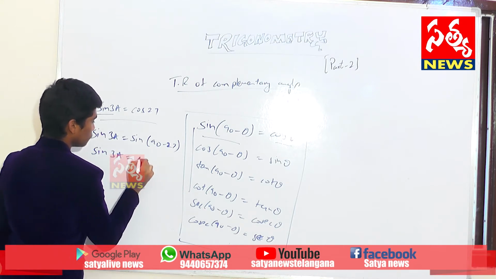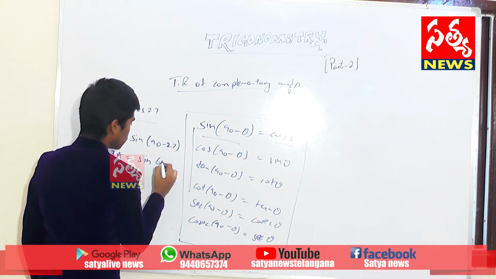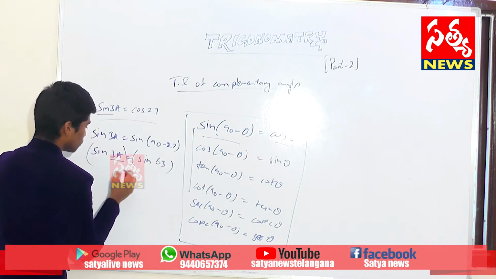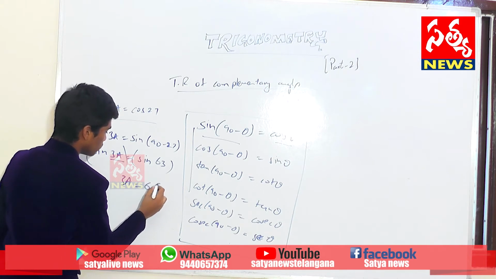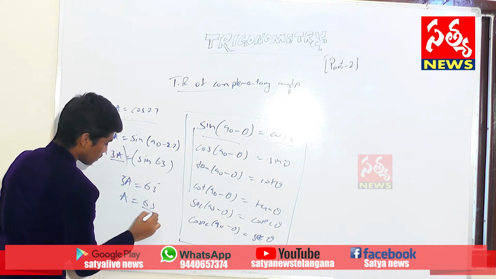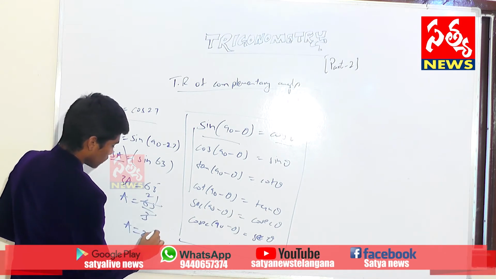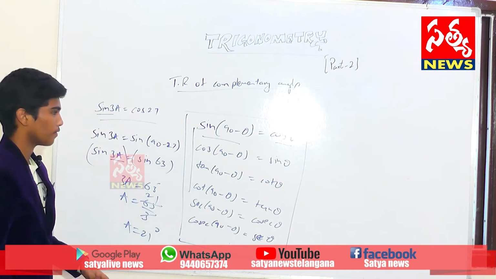Sine 3A is equals to 90 minus 27 is 63. Now we can equate the angles. 3A is equals to 63 degrees. A is equals to 63 by 3. So finally we get A as 21 degrees. The angle is 21.